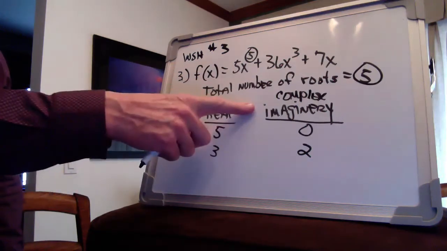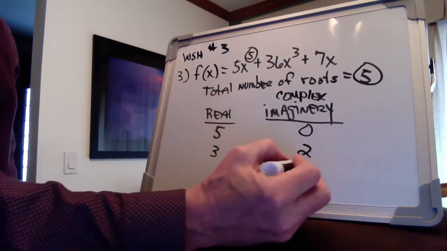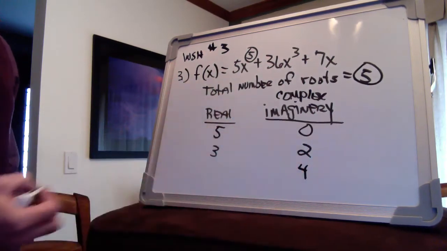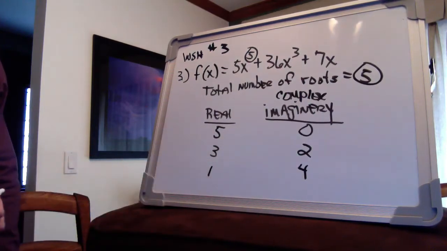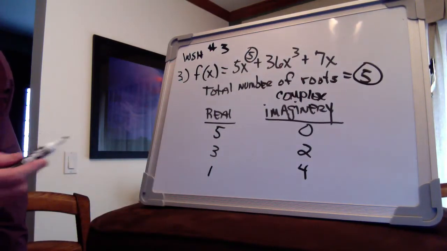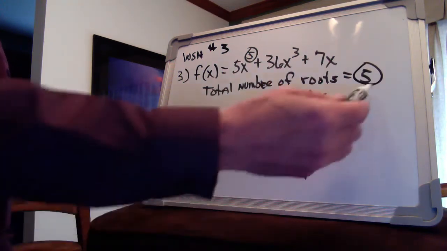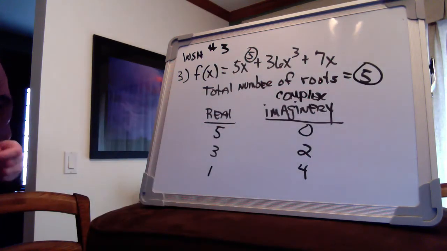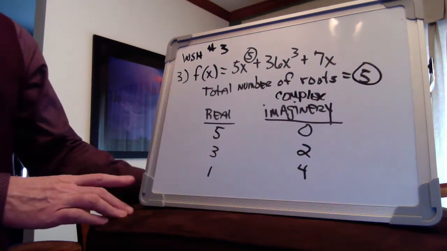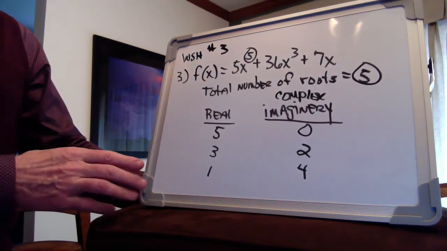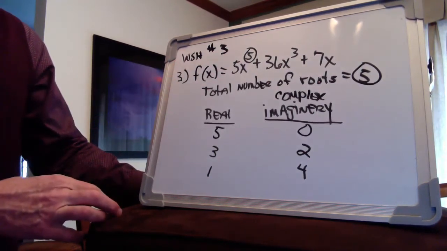Now because the complex roots always travel in pairs, it is possible that you have 4 of these. And then if you have 4 of these, you only have 1 of these. Notice that as you move this way, all of these add up to 5. So this is one concept of this week that you're going to use on your worksheet.